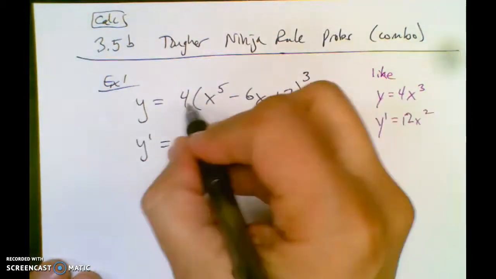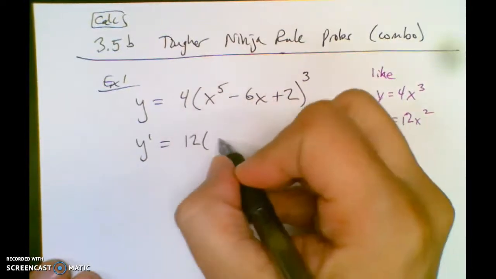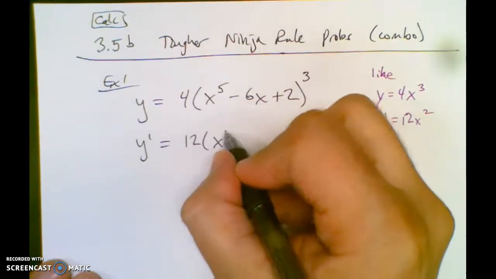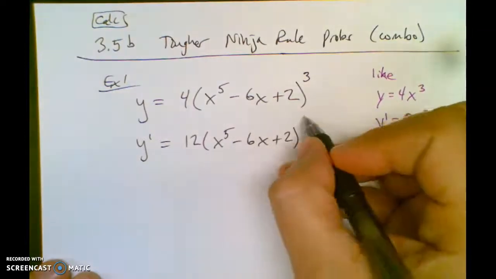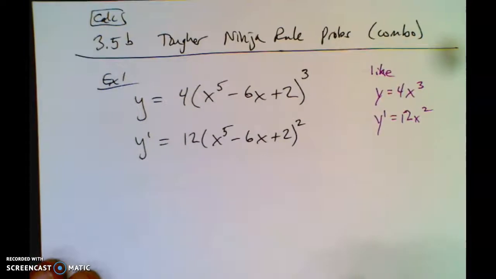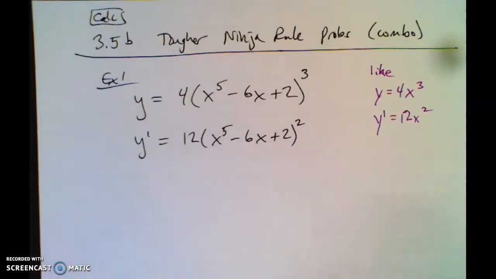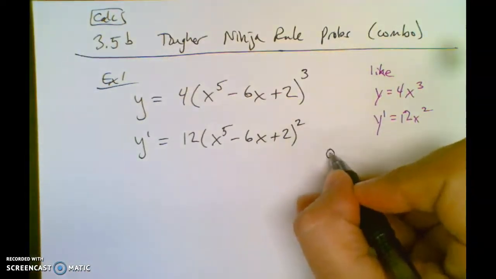You're like, okay, 4 times 3, 12. This thing, I know it's not an x, but I can pretend. To the second. Now here's the catch. If you did that, you would have gotten ninja'd. Okay, and getting ninja'd looks sort of like this.